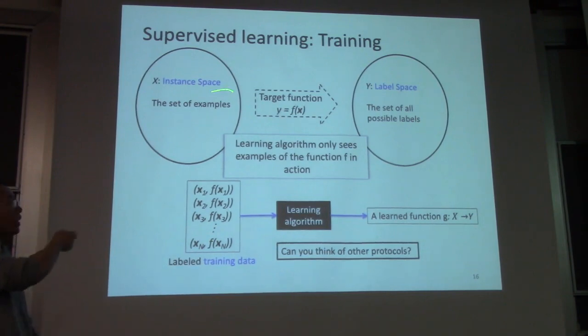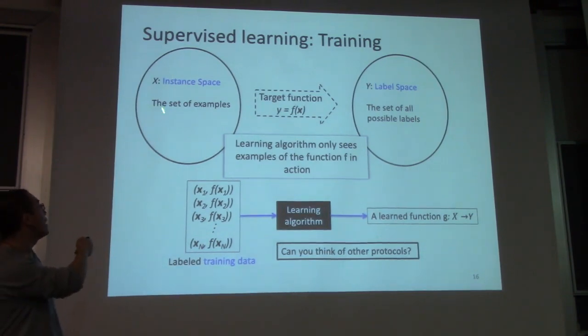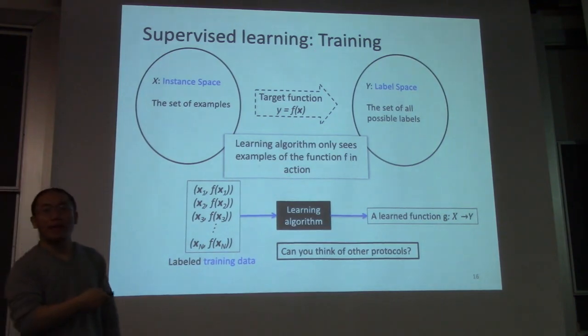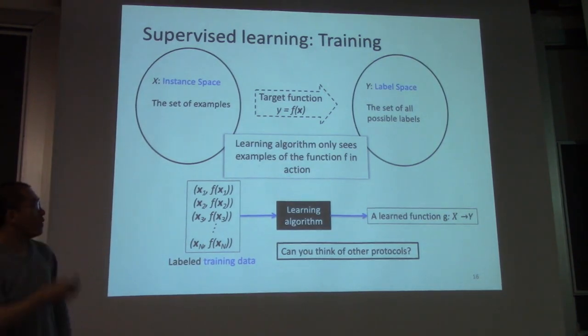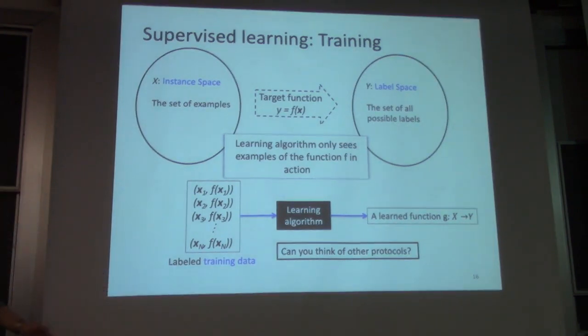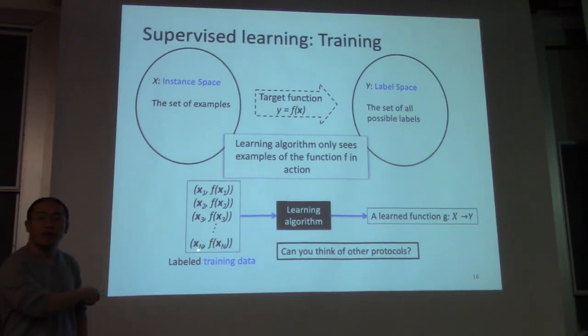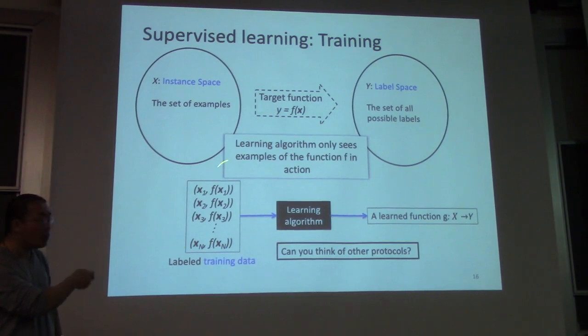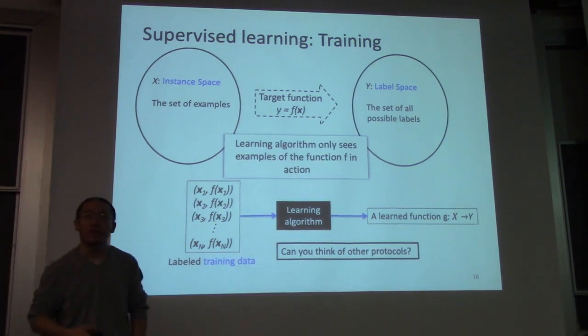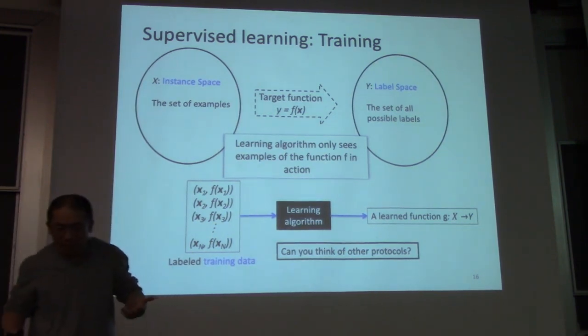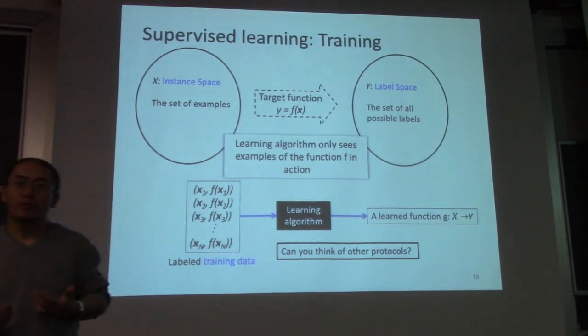Of course, right now you can assume, okay, given a fixed instance space and label space, we have the same assumption that there is an underlying target function which maps the instance space to the label space. And as we just discussed, supervised learning is to prepare a set of labeled training data and develop a learning algorithm. The input is the labeled training data, the output is a learning function, right? This is the protocol. Do you have any other protocols?